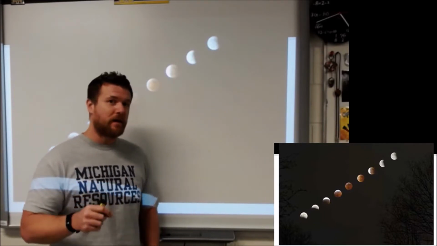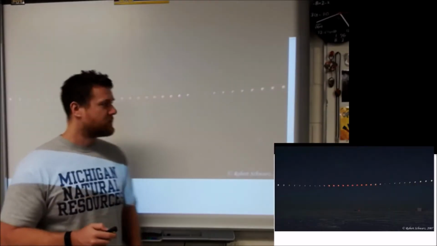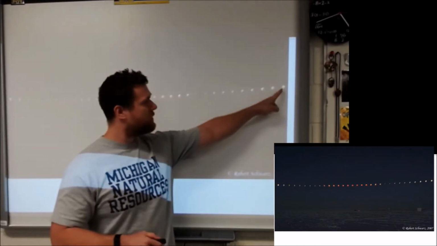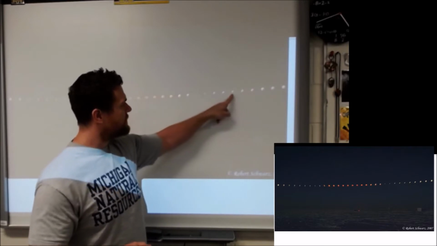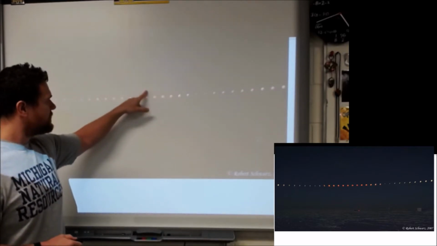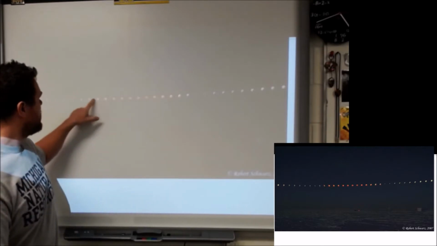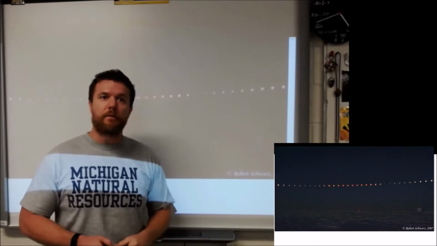This is a time lapse of what we call a lunar eclipse. This is another time lapse of a lunar eclipse. You can see that the moon looks like a normal moon, then it starts to be covered up. All of a sudden it turns red. Some people refer to that as a blood moon. And then you start to get the regular looking moon back.